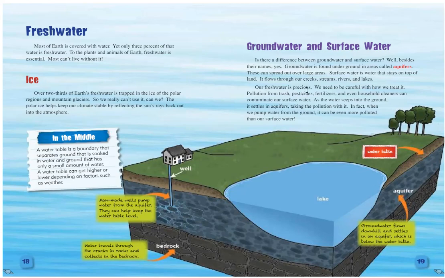Our fresh water is precious. We need to be careful with how we treat it. Pollution from trash, pesticides, fertilizers, and even household cleaners can contaminate our surface water. As the water seeps into the ground, it settles in aquifers, taking the pollution with it. In fact, when we pump water from the ground, it can be even more polluted than our surface water.